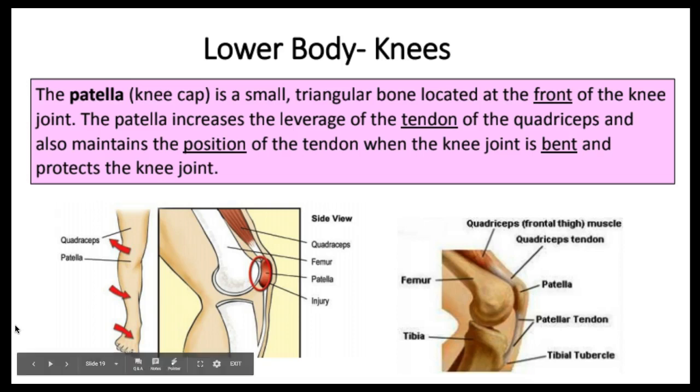Fascinating. We get a lot of knee injuries, so this is an important one to learn about as far as what it does and how it works. The patella is held into place. Actually, all of these bones are held into place with multiple ligaments and tendons. So vital for us to keep that joint protected.